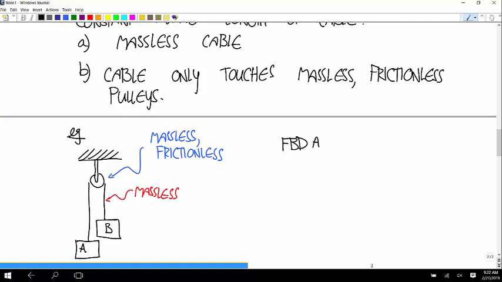First, the free body diagram of A. There's a weight force, MAG. And then the cable force is parallel to the cable away from the chosen body. I'll call that T.